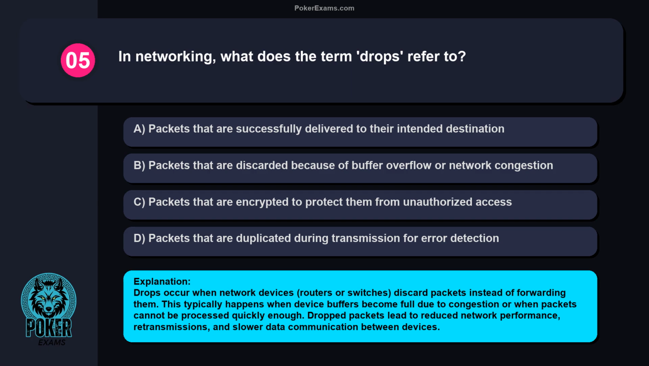Drops occur when network devices, routers, or switches discard packets instead of forwarding them. This typically happens when device buffers become full due to congestion or when packets cannot be processed quickly enough. Dropped packets lead to reduced network performance, retransmissions, and slower data communication between devices.